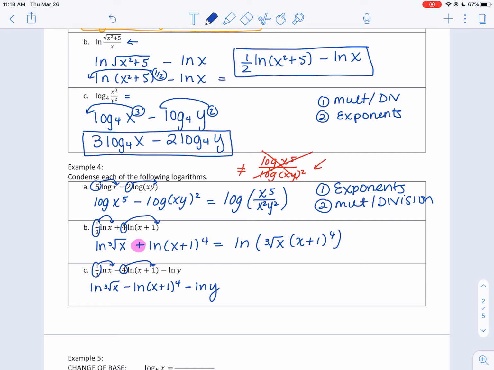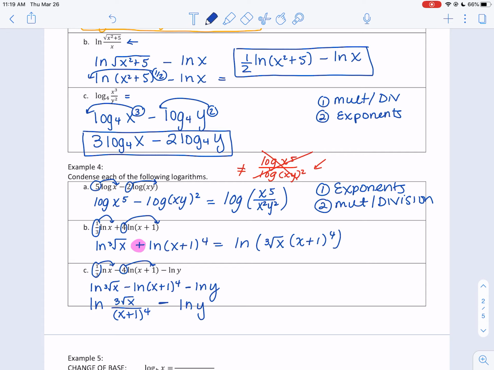So how do we handle this when we have more than two terms and we're trying to combine them? Well, here's the thing. If you combine the first two, and we use our subtraction here to turn it to division, it would look like this. We'd have the natural log of the cube root of x over x plus 1 to the 4th. Then we'd still be subtracting the natural log of y.